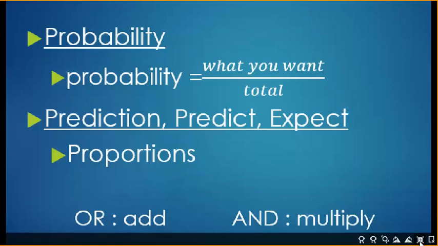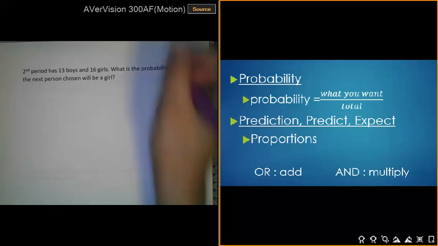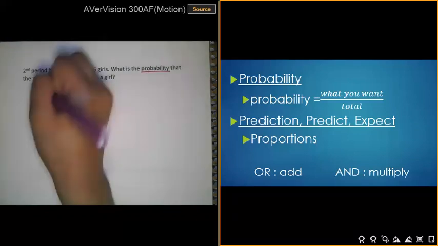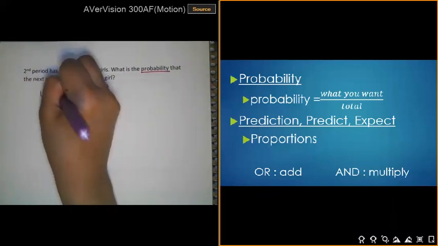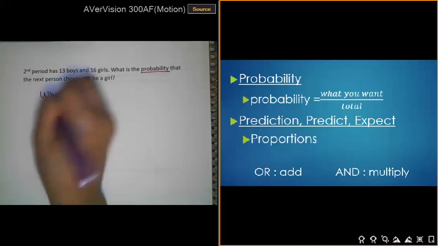So we're going to go ahead and do a couple examples together. The first example says, second period has 13 boys and 16 girls. What is the probability that the next person chosen will be a girl? Probability is our key word here because I now know that I'm going to be doing what you want over the total.